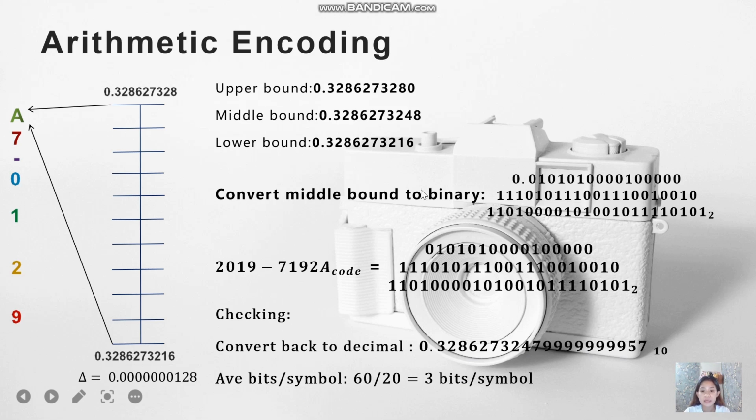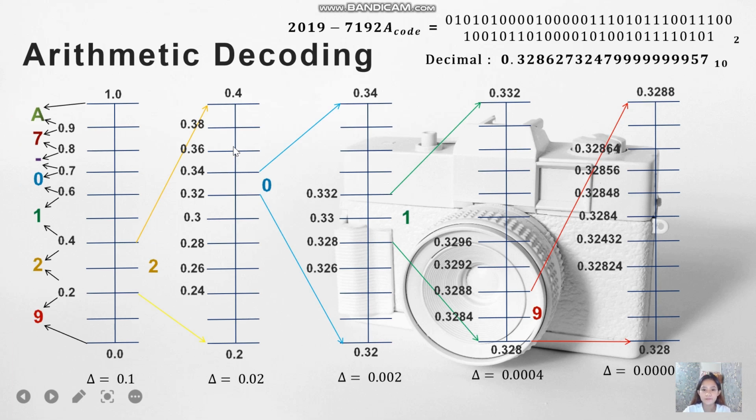So we got the average bits per symbol. That will be 60 in total for this binary number. And for the decimal, we got 20 symbols. So we divided 60 over 20. We got 3 bits per symbol. So moving forward, we are going to do the process of arithmetic decoding.